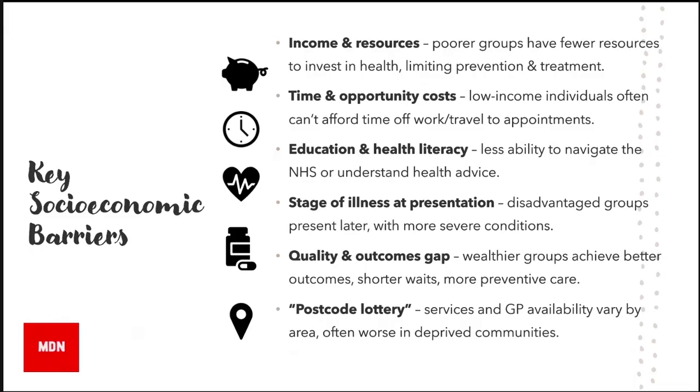Quality and outcomes gap. NHS care quantity is actually pro-poor, which means lower socioeconomic status groups use more NHS care overall. But the quality is pro-rich. Wealthier people get faster referrals, earlier treatments, better experiences, and better outcomes. Geographical inequality. Access varies depending where you live. For example, fewer GPs in deprived areas, longer hospital waiting times in certain regions, and other factors. Even though funding tries to adjust for need, it doesn't always match reality.